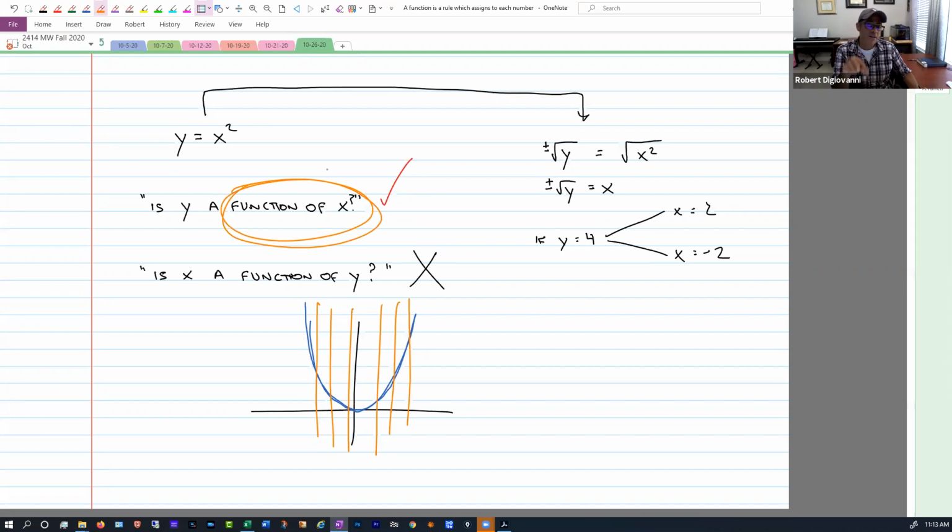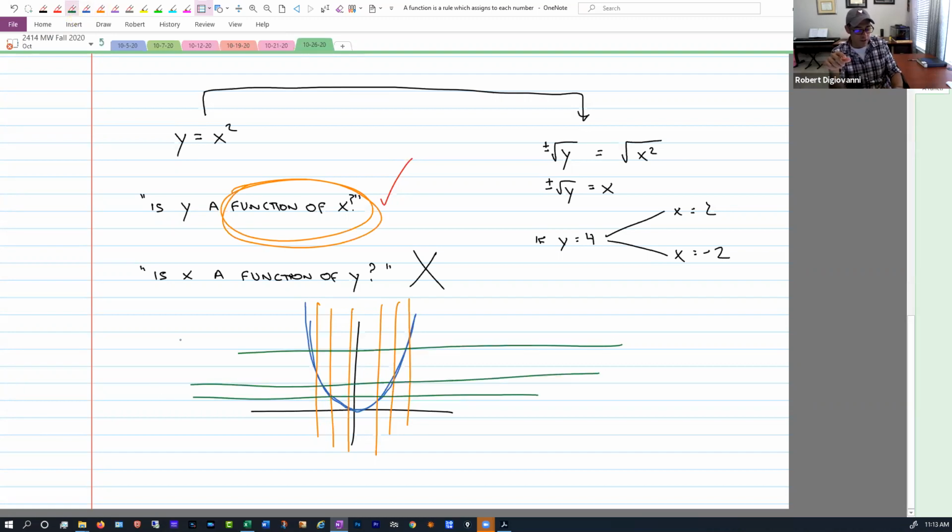Now, to tell that this is not a function of y, we run the horizontal line test. If I start drawing horizontal lines, if I ever hit the graph more than one time, which is happening every single time I'm doing this, then it fails the horizontal line test, which means that it is not a function of y. So does that make sense? Vertical line test checks to see if you have a function of x. Horizontal line test checks to see if you have a function of y.